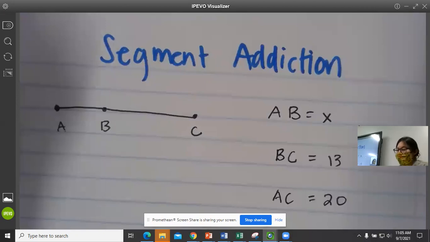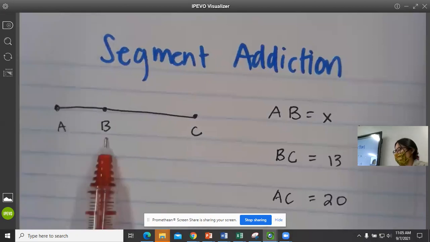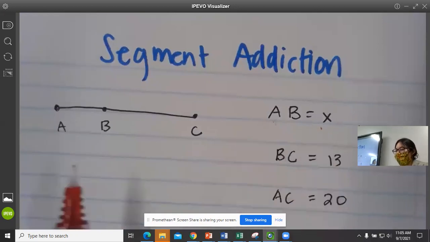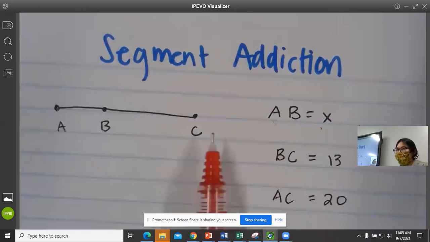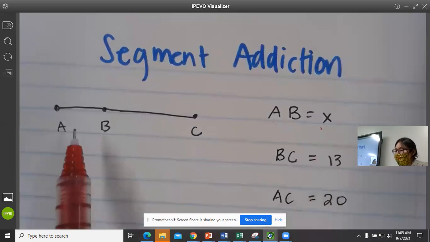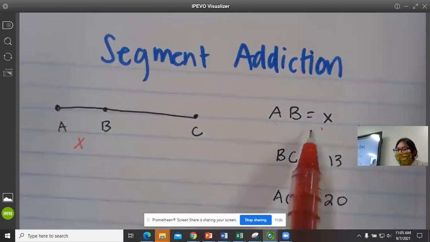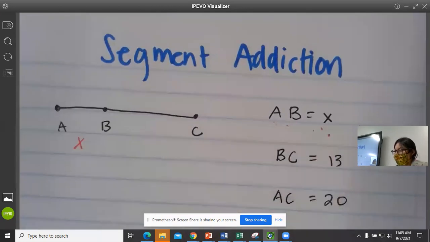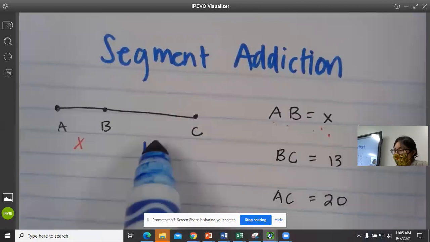So from A to B, you're going to label that. It tells you how long it is. It tells you it's X. Just pay attention to what the letters tell you. So like you can't label A to B, if this is A to B, you're not going to put X over here. So from A to B, I'm going to write it right there. I'm going to put X because it tells me AB equals X. That's the length. Then it tells me BC is 13. So BC is 13. I'm going to label that.